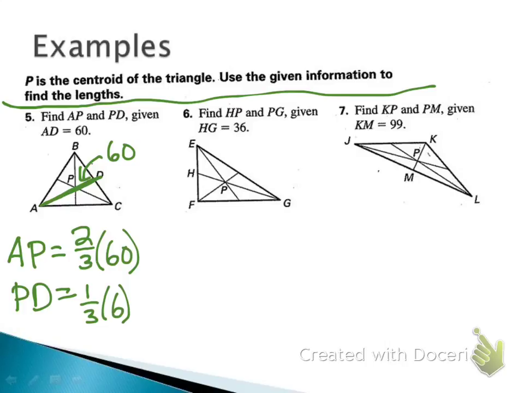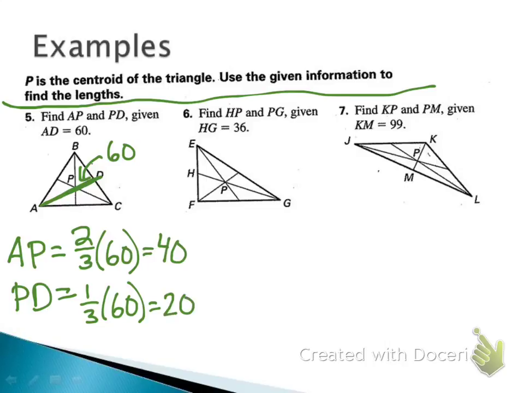This would be a great time to get a calculator out. Do you all know how to enter 2/3 in the calculator? There's an ABC button above the 7. So you'd hit 2, the ABC button, 3, times 60, equals, and that'll give you the length of AP. If you don't have a calculator, go grab one. 40. Good. What's 1/3 times 60?